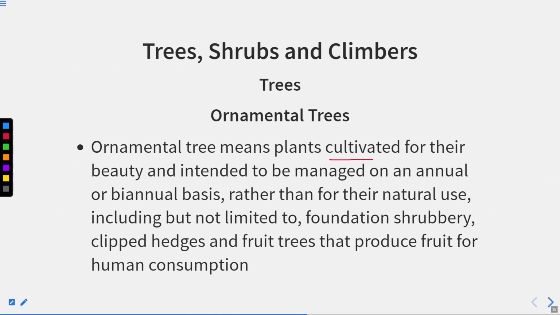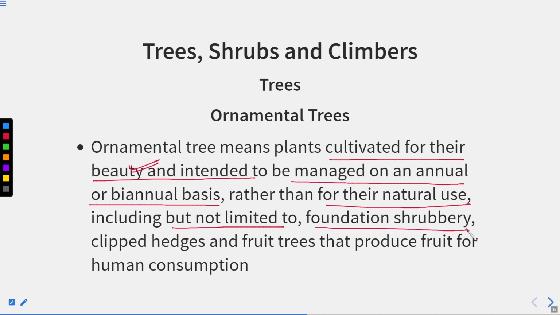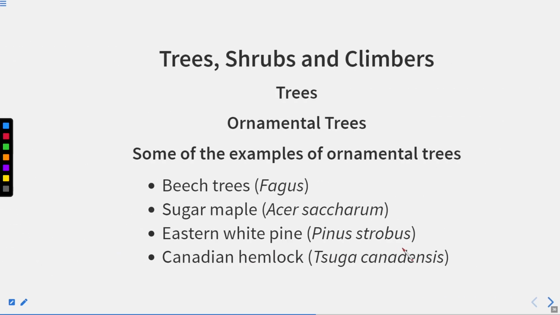Ornamental tree means the plants are cultivated for their beauty and intended to be managed on an annual or biennial basis rather than for their natural use. So basically they are grown for their beauty rather than for natural use. That includes, but is not limited to, foundation shrubbery, clipped hedges, and fruit trees that produce fruit for human consumption. So there are so many trees that bear very beautiful flowers.